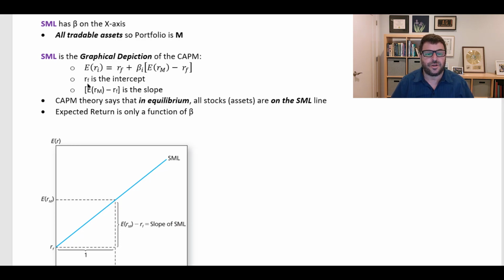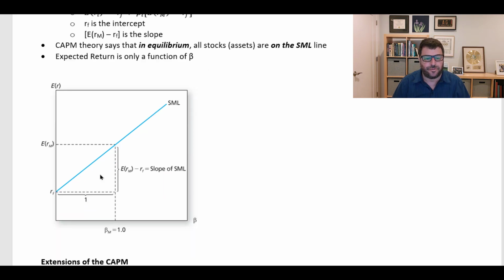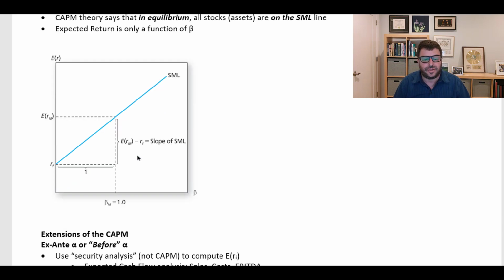Here's that equation again. The risk-free is the intercept. The slope is the expected return of the market minus the risk-free, the risk premium of the market. And here's the point. The capital asset pricing model theory says that in equilibrium, all stocks, all tradable assets must lie on the security market line, because the expected return is only a function of beta. And if I can somehow find a security that is expected to earn more, then this is a disequilibrium and I can profit from this.